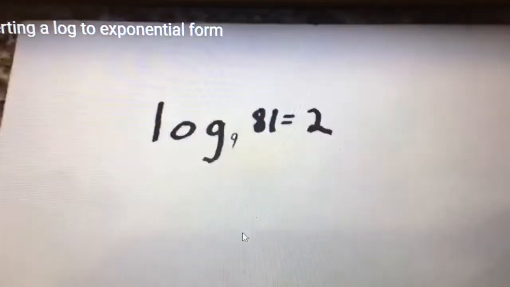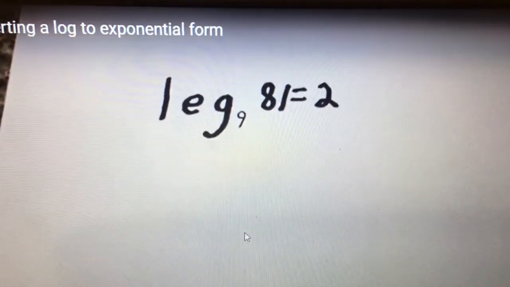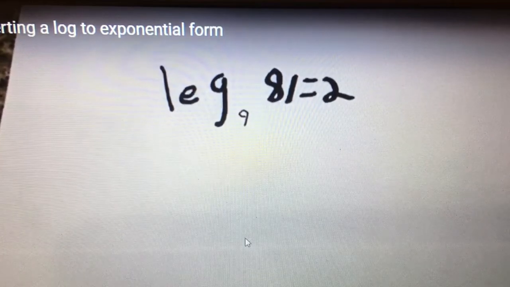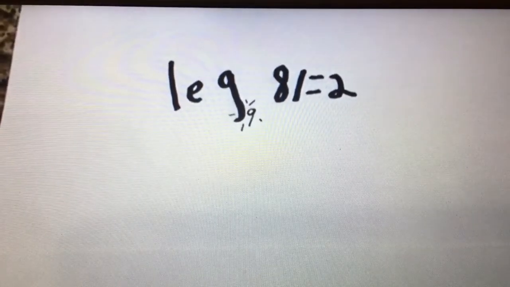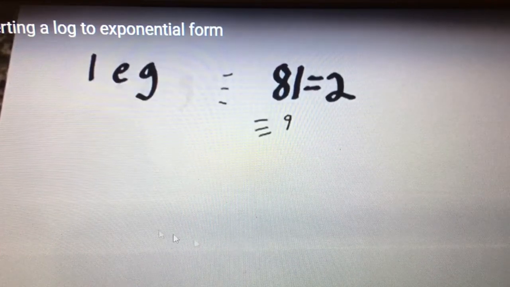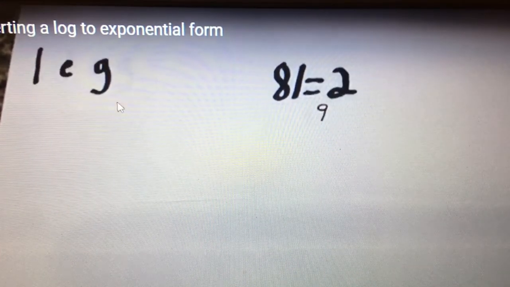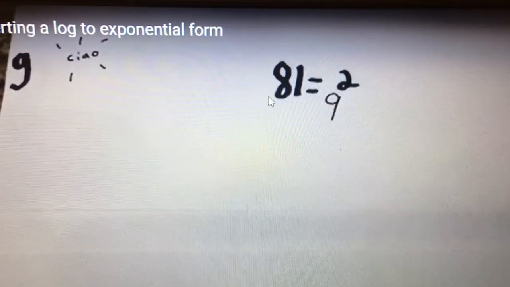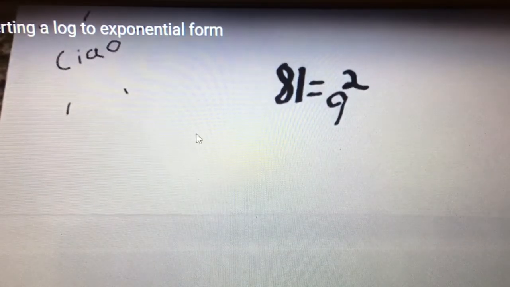Let's see what happens. Oh, he turned into the leg, and he's winding up. Oh, there it is, right in the face. And he's running away. Oh, 9 squared equals 81. Ciao.